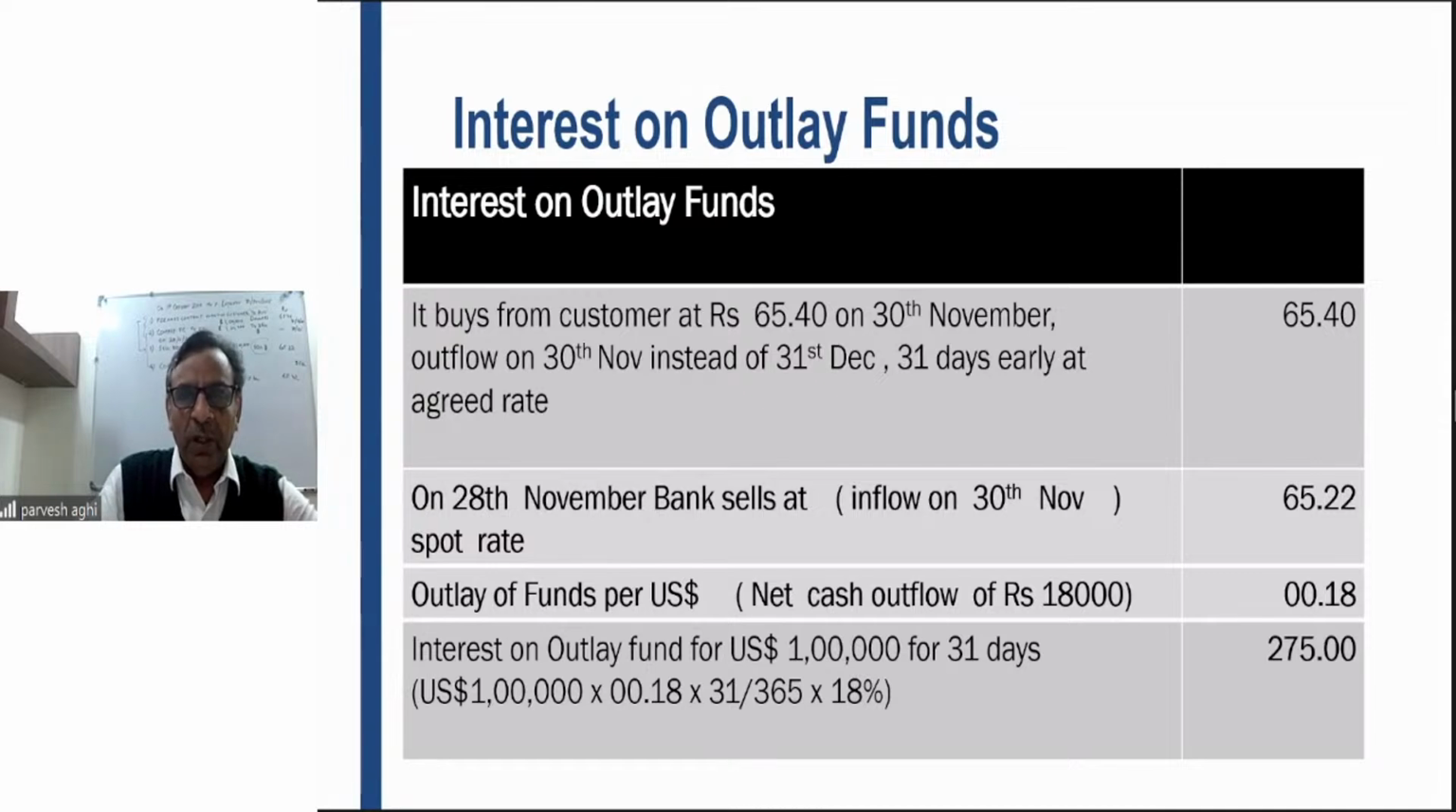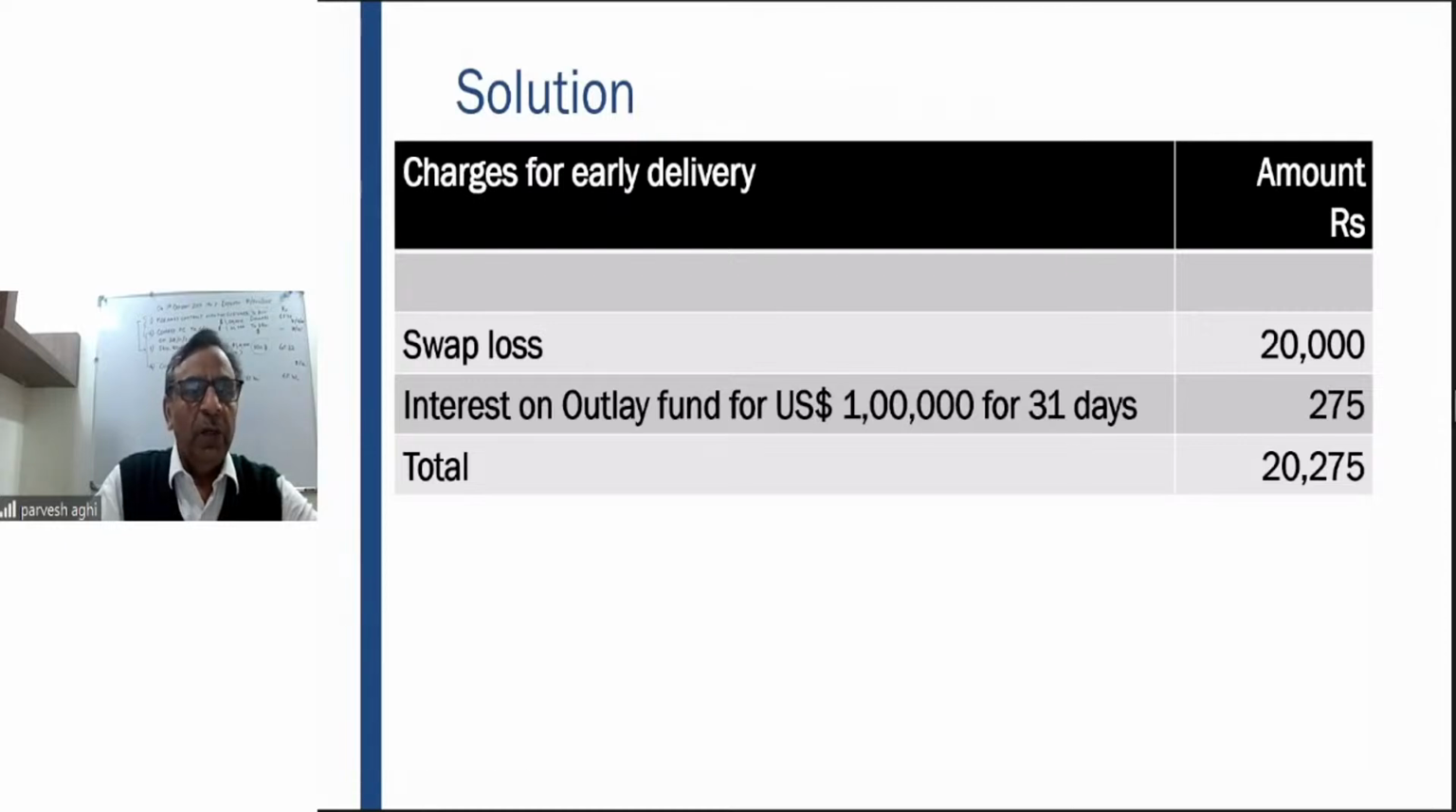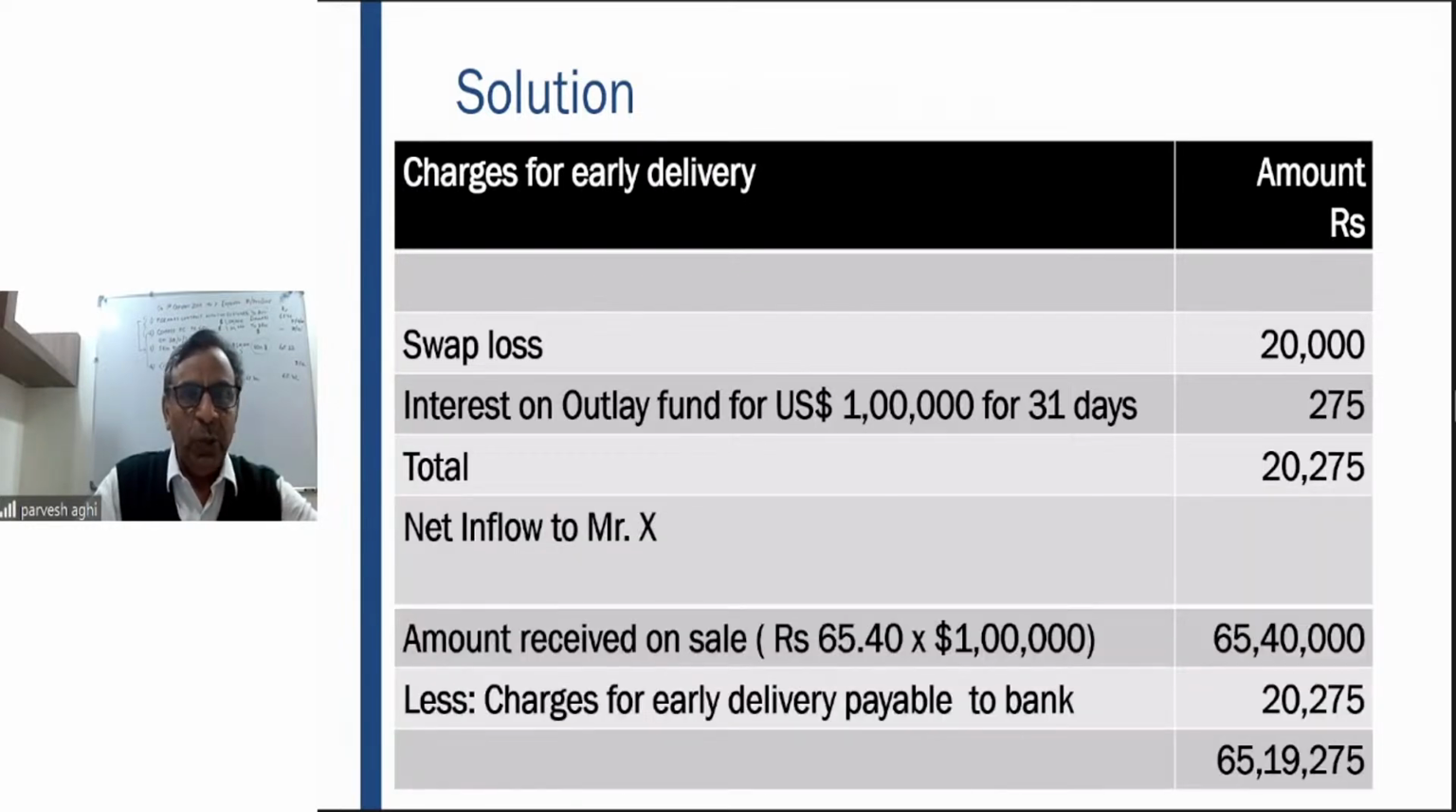So they are going to recover 275 rupees from the customer. So net, what happens is that the charges for delivery will be swap loss 20,000, which will be recovered from the customer, interest 275.